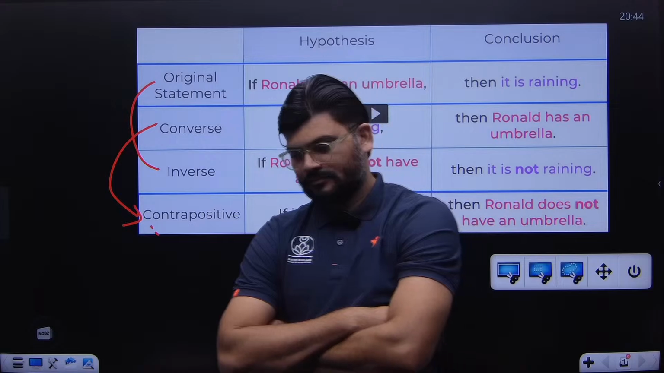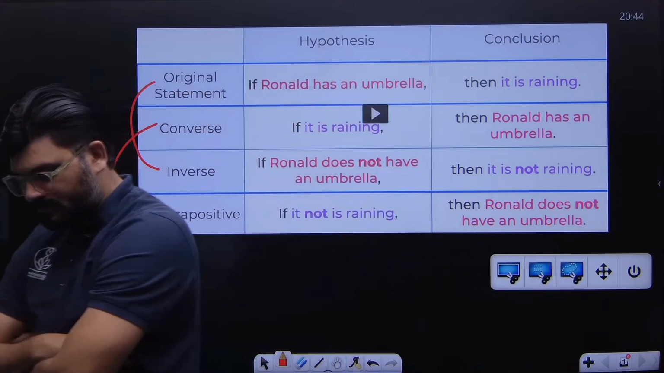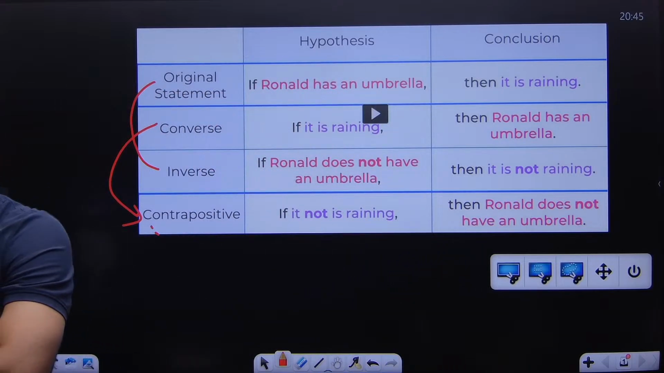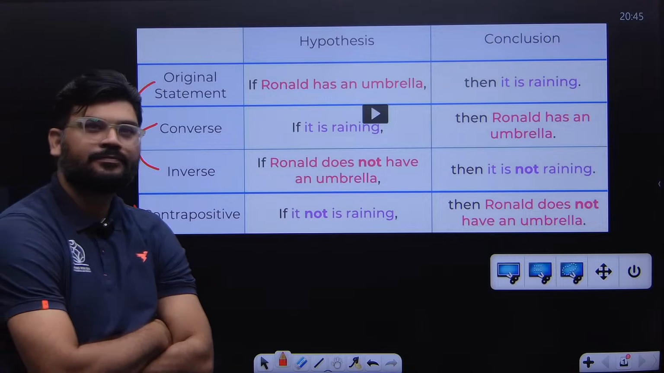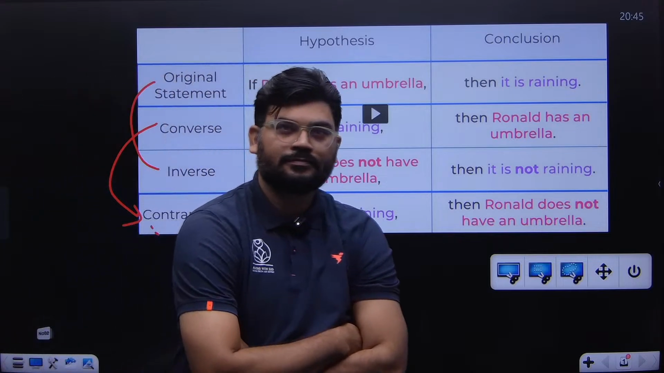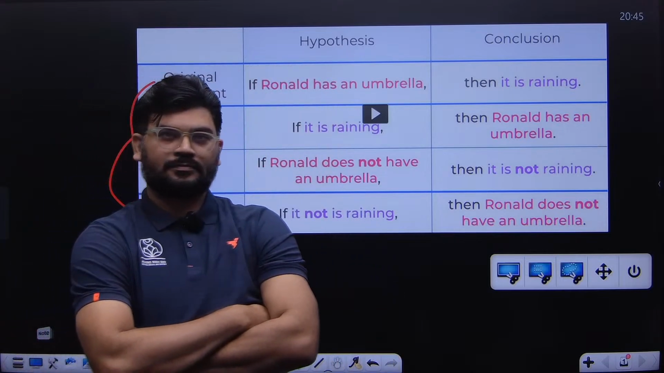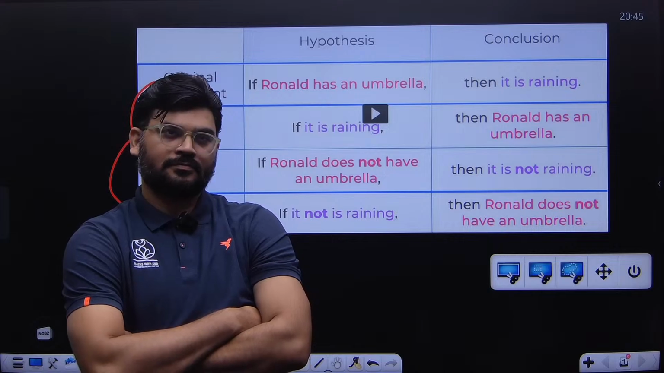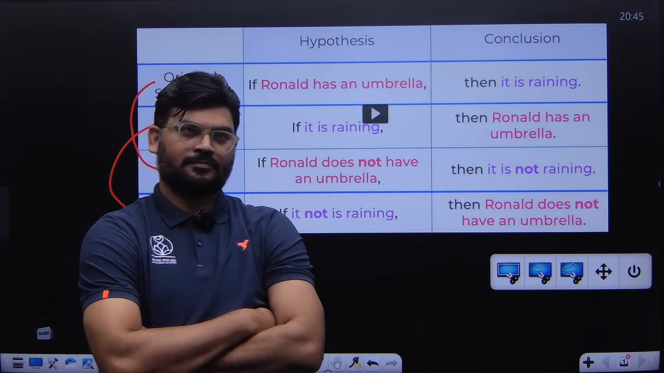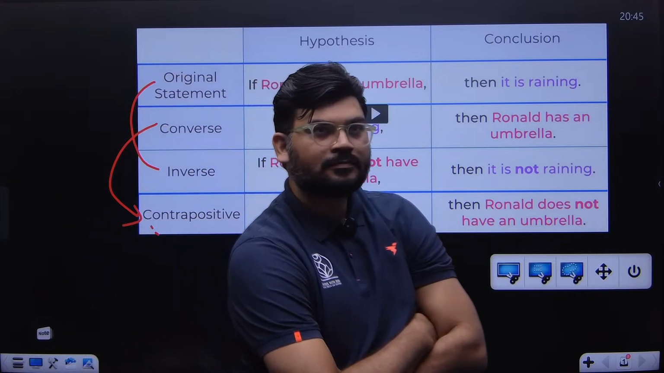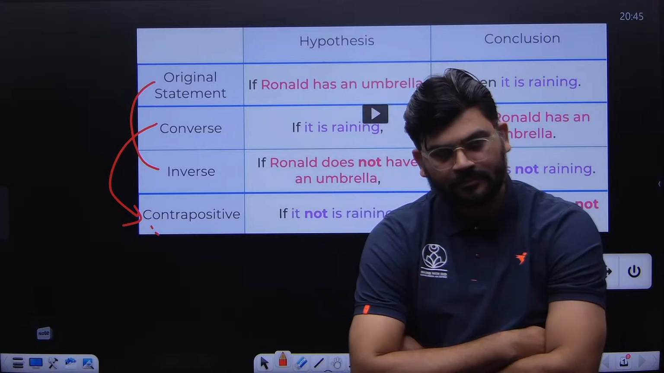In our first example, we have to find the converse of the conditional: if Aaron drinks water, then she is thirsty. Our hypothesis is Aaron drinks water. Our conclusion is she is thirsty. The converse switches the hypothesis and conclusion. So our new statement is: if Aaron is thirsty, then she drinks water.